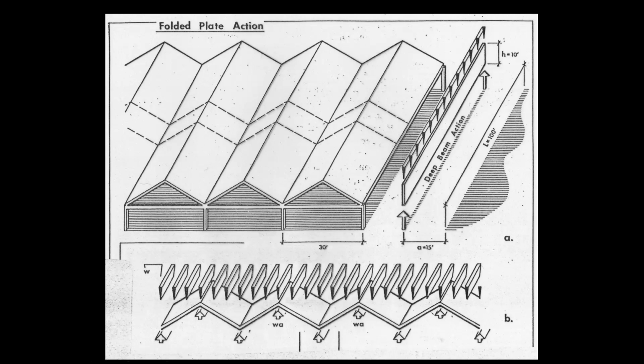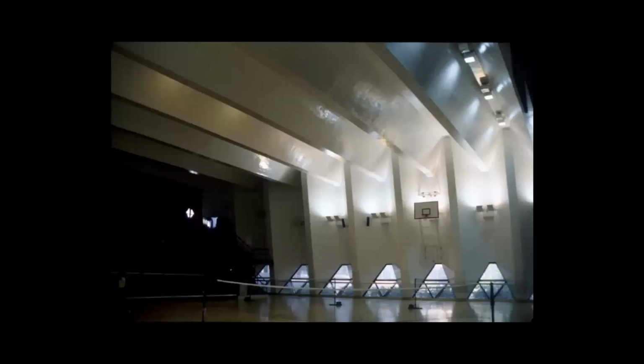I mean, if we have, you know, a piece of paper without a fold, it's very weak and floppy. But as soon as we put a fold in it, it becomes very rigid and it can act as a beam. So there's a folded plate structure for you.